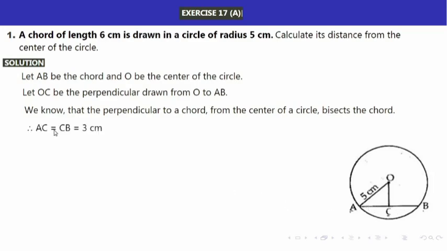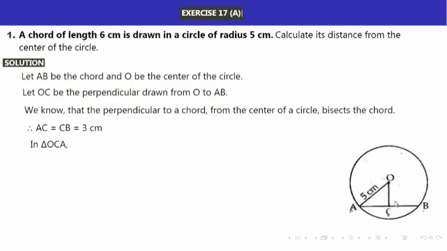So we have AC equals BC, right? And they are going to be 3 cm each, because AB is 6 cm. So AC will be 3 cm and CB will be 3 cm. Now let's observe triangle OCA. One of the angles is 90 degrees, because this is perpendicular. So this is 5 cm, this is 3 cm, and we want to find this OC.